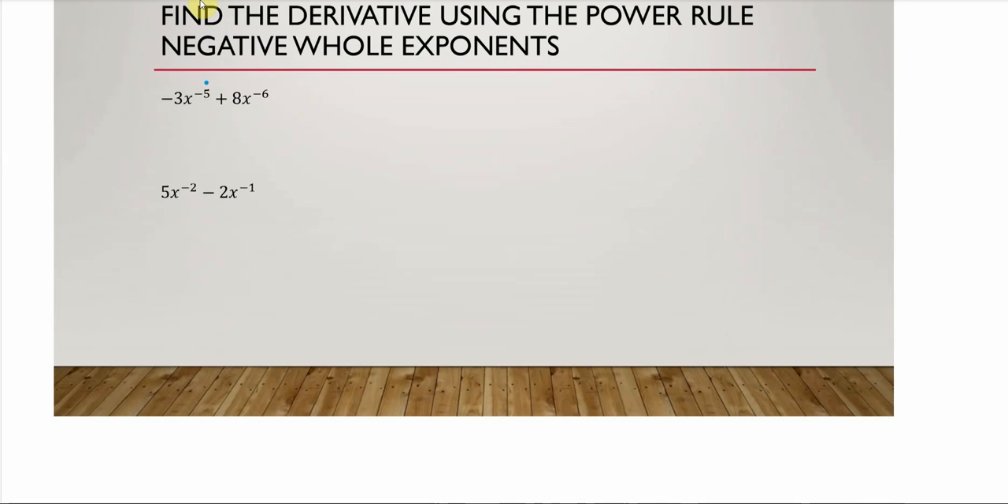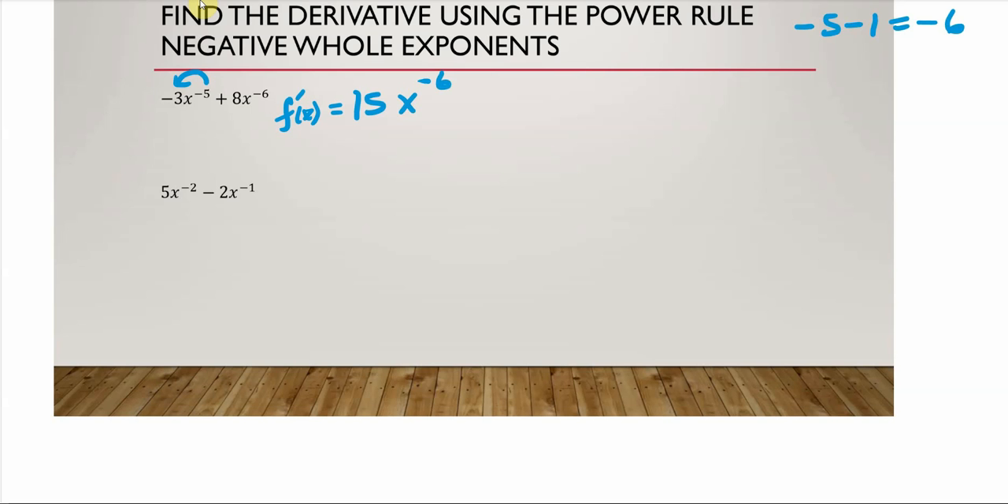So right here, I'm going to take the negative 5 multiplied times negative 3. That's going to give me 15. So I'm going to say f prime of x is going to be 15x. And here's the mistake a lot of students will make. They're going to go with negative 4. But in reality, it's really negative 6, because negative 5 minus 1 is negative 6.